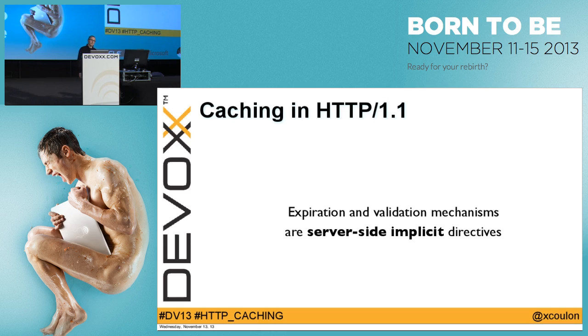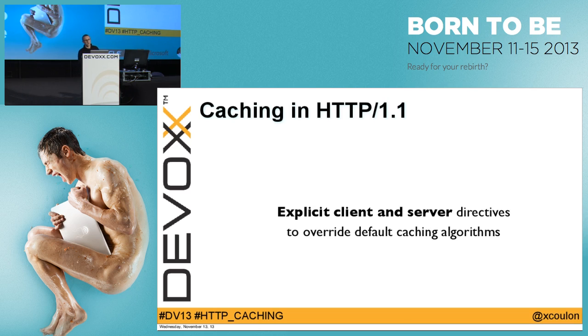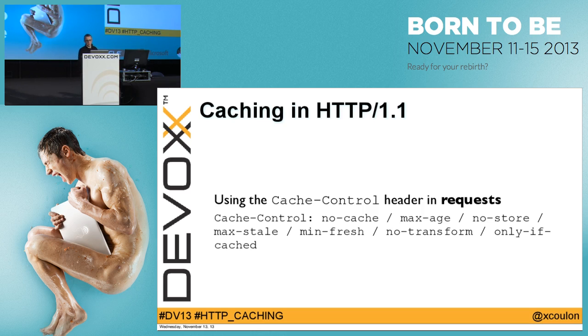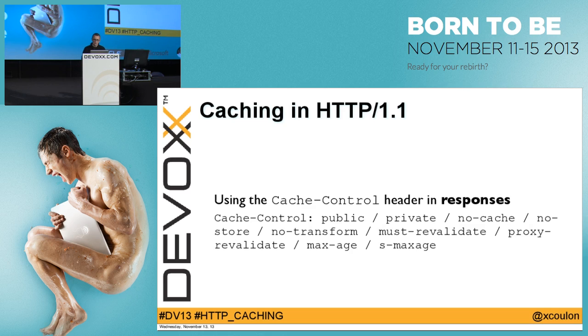Expiration and validation mechanisms are what are called server-side implicit directives, but fortunately there are explicit client and server directives that you can use if you want to override the default caching algorithms. To do this, you get the Cache-Control header that you can use in requests, and you can set some value for the Cache-Control header, such as no-cache, which means that the user agent is going to send a request, and using the Cache-Control no-cache header, no cache between the user agent and the origin server can be used to return the resource. So in this case, you really want to get the latest version on the origin server. You can also use other values, which I won't go into in detail now.